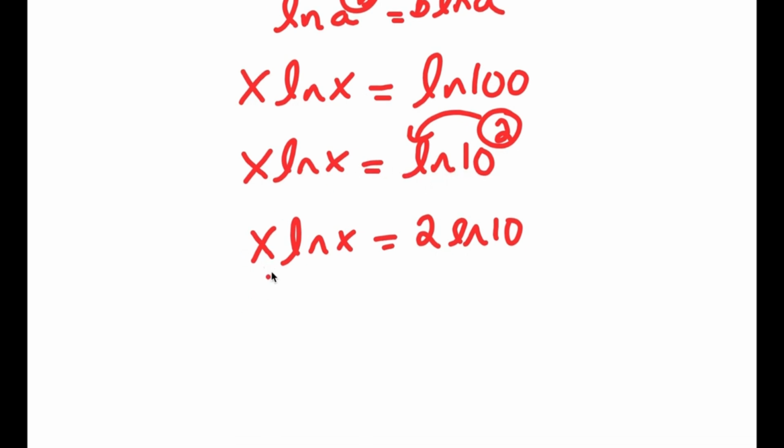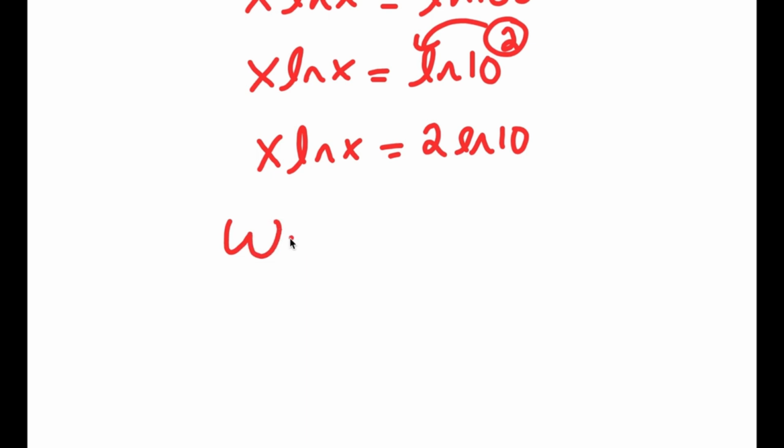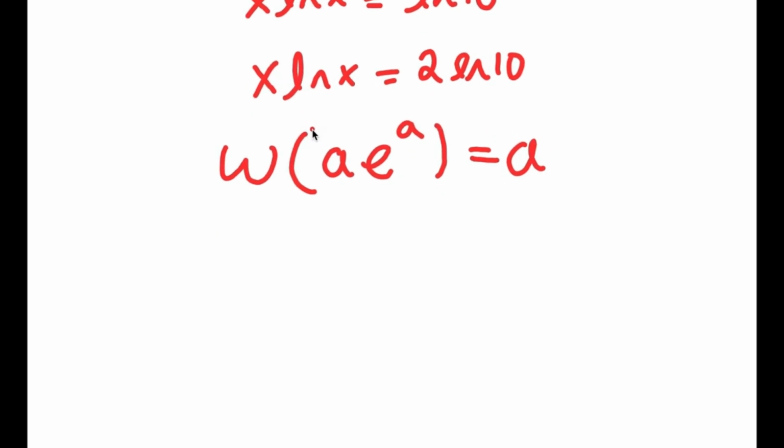Now, there's something called the Lambert W function. And if I take the Lambert W function of something in the form a times e to the power of a, this is going to equal a. So this is basically what the Lambert W function is. If there's something in the form a times e to the power of a, that's going to equal a.